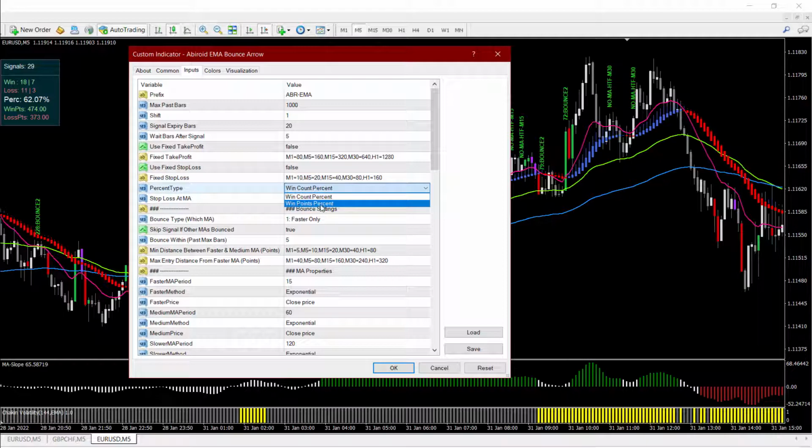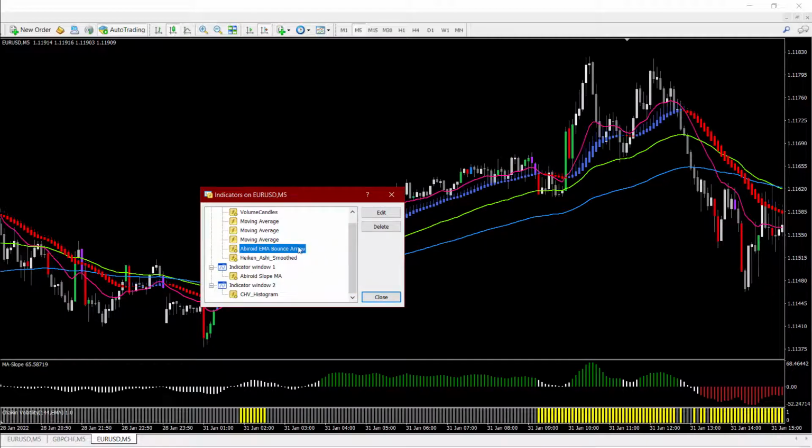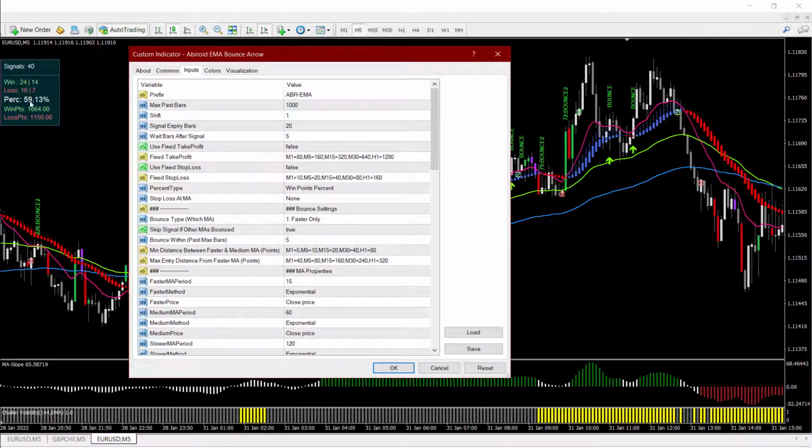If I set that to win points percent, in that case, it will use these point values, like how many points did we get as a win and how many points did we get as a loss.